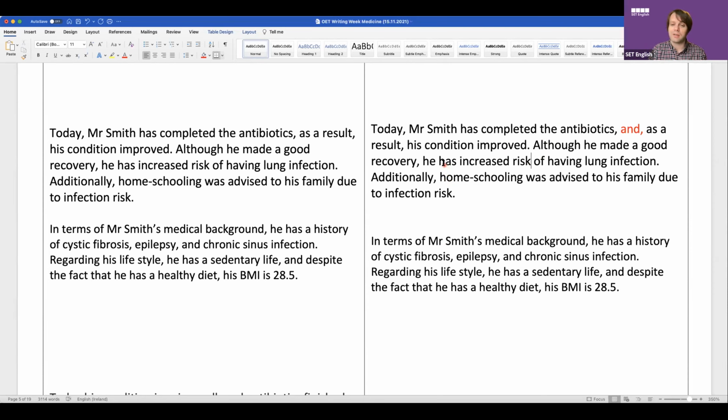Okay, so although he made a good recovery, he has increased risk of having. What do I need here? He has. Yeah, is it "an" or "a"? Yeah, it's "an" this time because this is a vowel. So an increased risk of having, again, I'm going to do this tomorrow, a lung infection. Additionally, homeschooling was advised to his family due to.